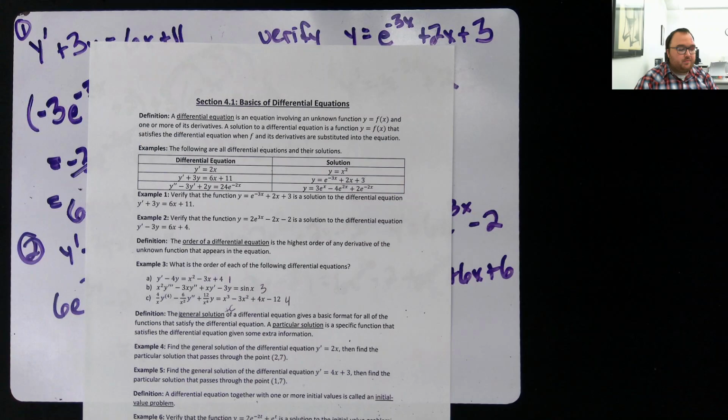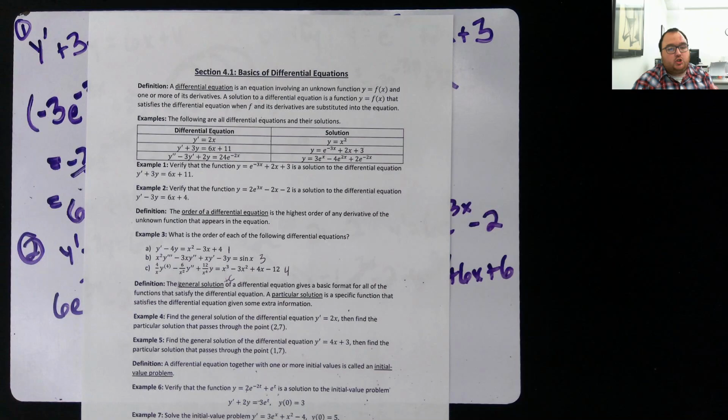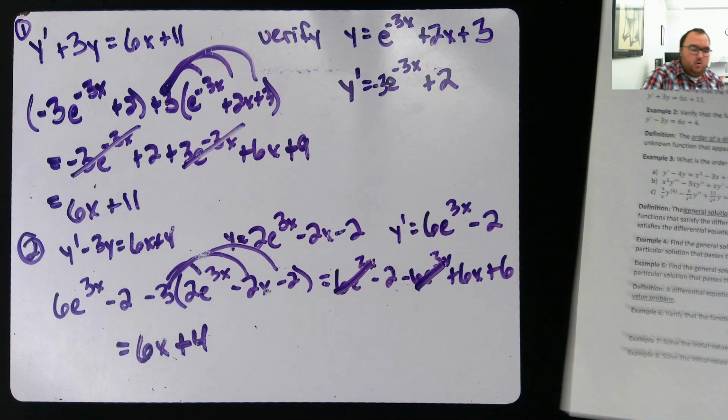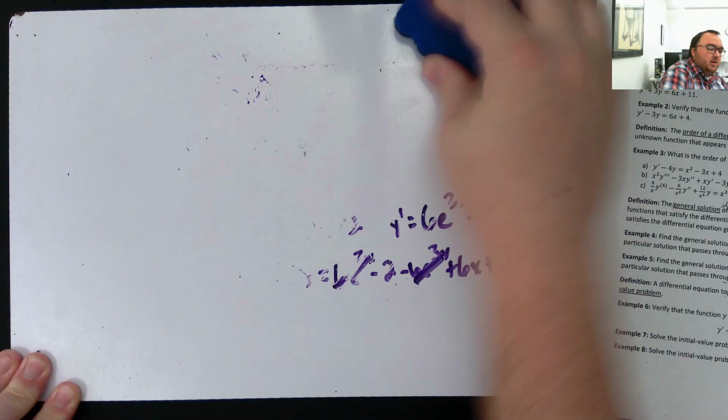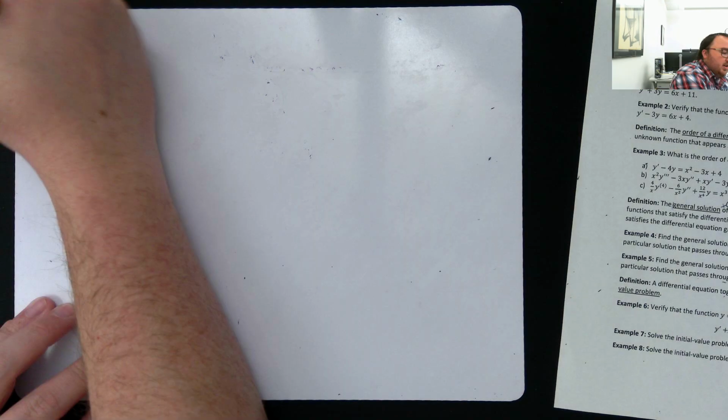All right, so example number 4, we're going to start real basic. Find the general solution of the differential equation y prime equals 2x. Then, once I have that, find the particular solution that passes through the point 2, 7. So, the differential equation there we said was y prime equals 2x.